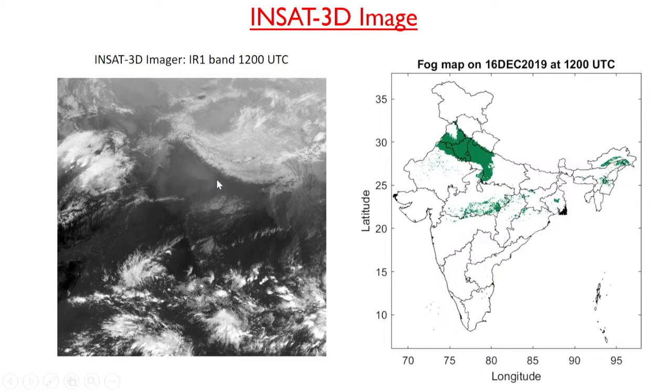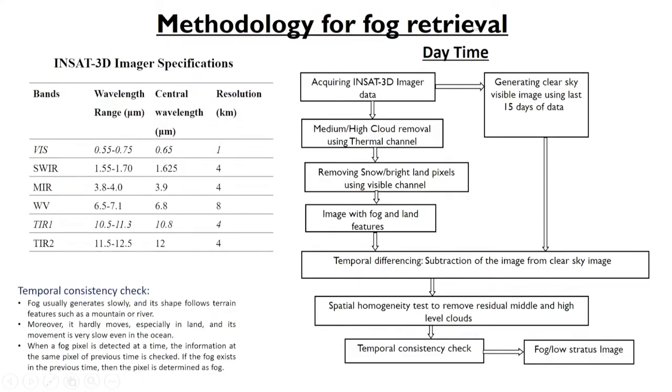But there are various mathematical techniques that we can apply and we can get the fog image. So we'll discuss how to do the retrieval. I'll discuss with you the methodology for the fog retrieval. First of all, I would like to tell you that for the fog retrieval, there are two separate methodologies. One for the daytime and one for the night time. We cannot have a single methodology for both times because of the difference in the availability of the channels.